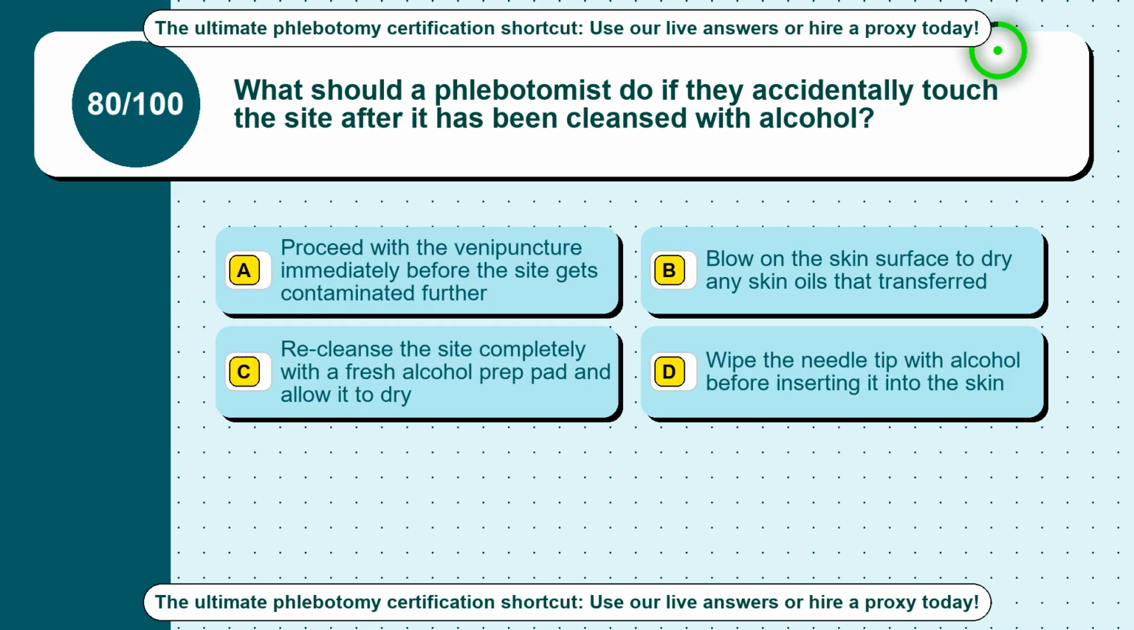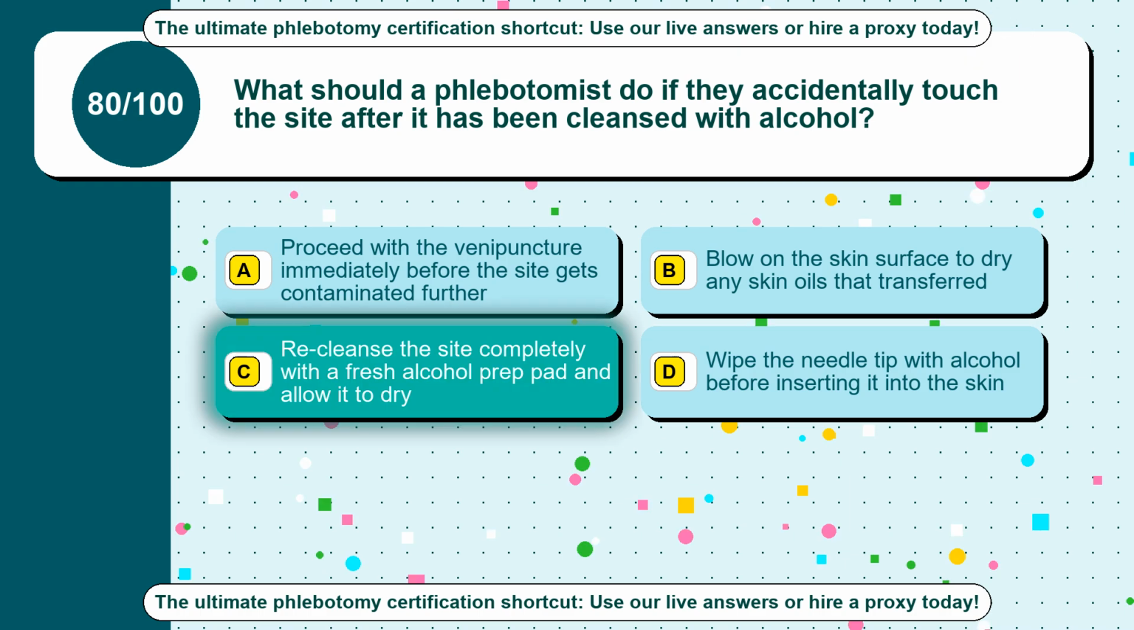Question 80. What should a phlebotomist do if they accidentally touch the site after it has been cleansed with alcohol? Option A. Proceed with the venipuncture immediately before the site gets contaminated further. Option B. Blow on the skin surface to dry any skin oils that transferred. Option C. Re-cleanse the site completely with a fresh alcohol prep pad and allow it to dry. Option D. Wipe the needle tip with alcohol before inserting it into the skin. The correct answer is option C.